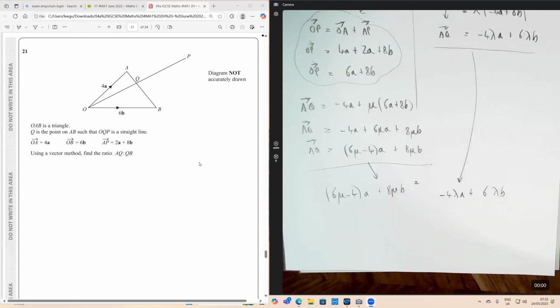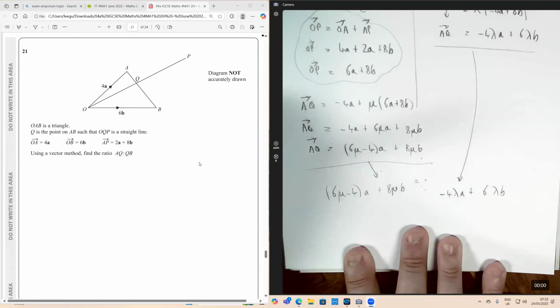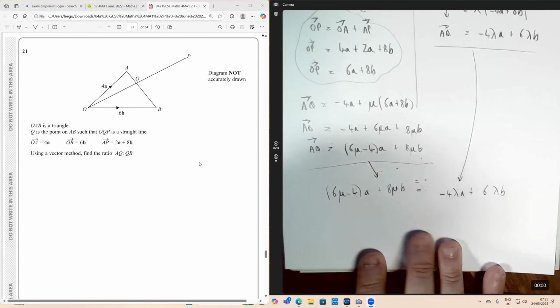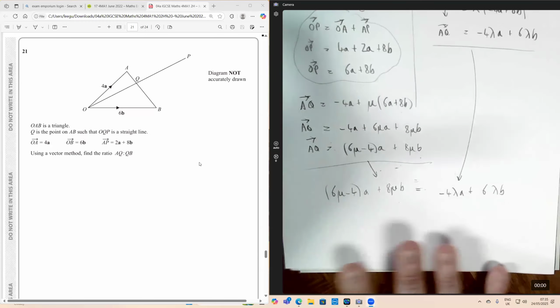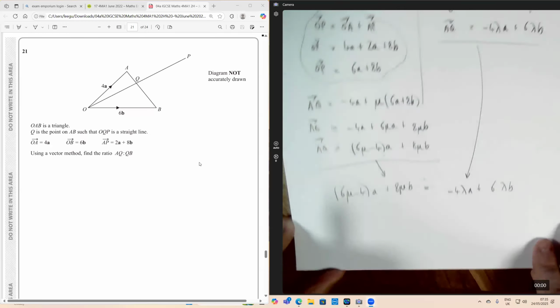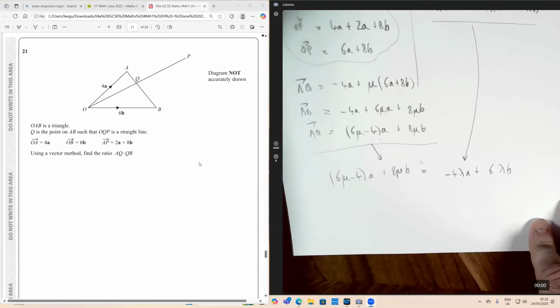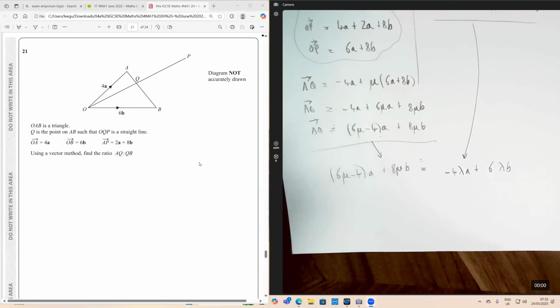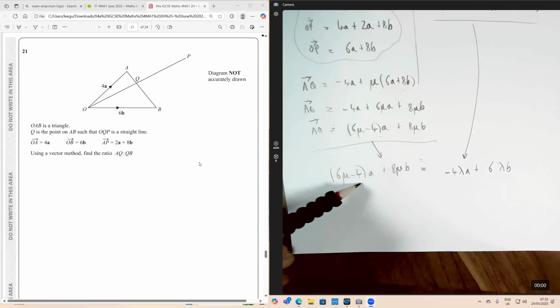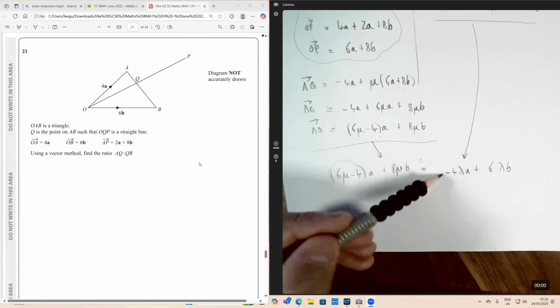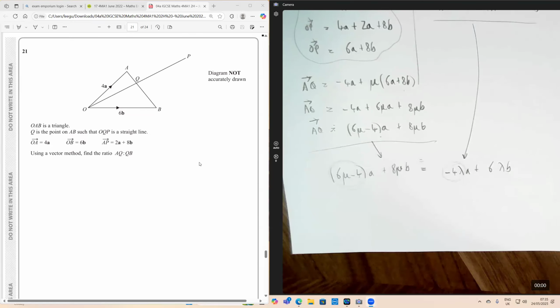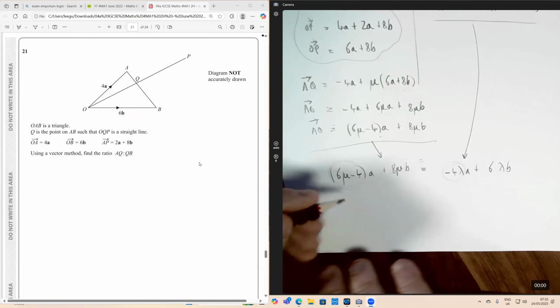So we've just basically put those two different routes, both starting at A and both finishing at Q, as being equal to each other. And now we use a really important technique called equating the coefficients. Now all that means is that whatever's written in front of the a on the left-hand side here is the same as what's written in front of the a on the right-hand side. So I can form an equation.